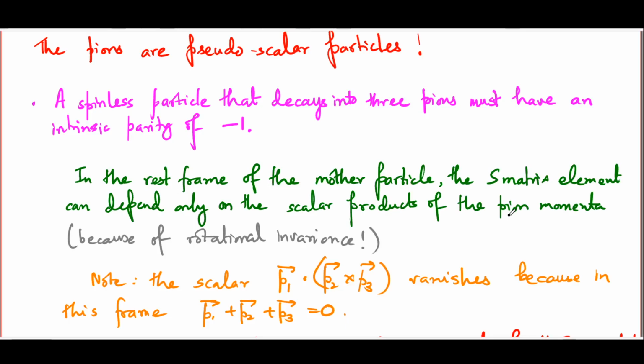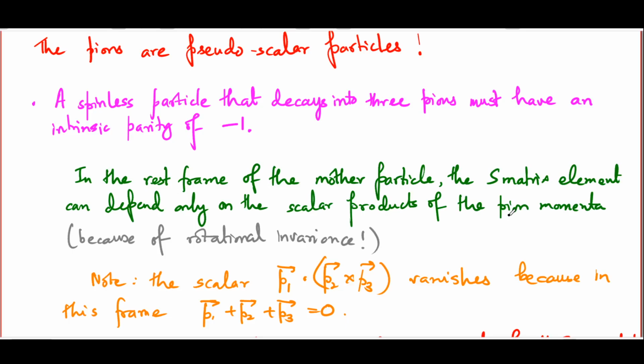After all, we have three momenta for the 3 pions, and you could possibly have had this rotationally invariant scalar quantity as well. However, this must vanish because P1 plus P2 plus P3, the net 3-momentum of the outgoing pions, must be 0 from momentum conservation. Remember, the mother particle is at rest in the frame that we are talking about. Since P1 plus P2 plus P3 equals 0, the 3 vectors are in the same plane, and the scalar triple product would vanish in this case. So the other possible candidate which S could depend upon is not allowed.